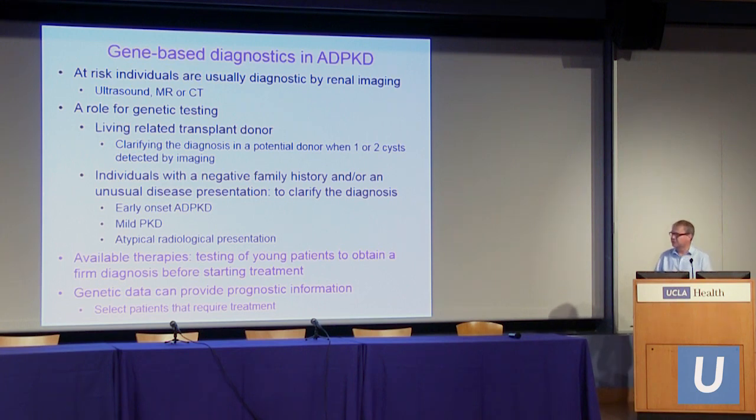I think as we come into the area of therapies in ADPKD, making sure that individuals are affected before we start therapy is obviously going to be important. But probably more important here, the genetic data also provides some prognostic information, helping to select these patients that are likely to be rapidly progressive.